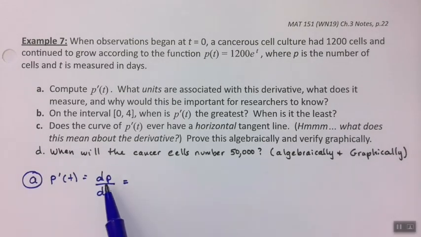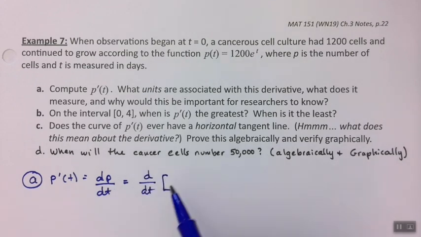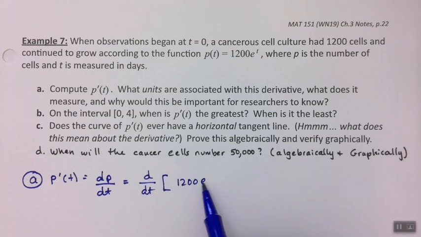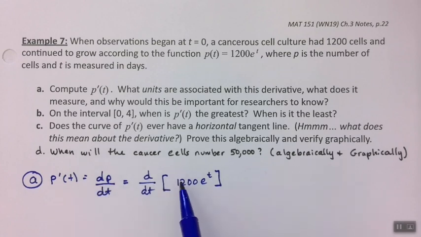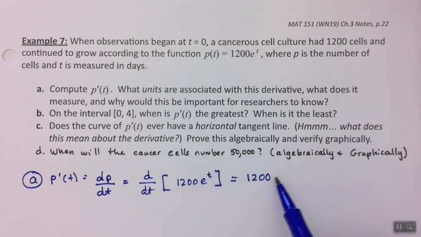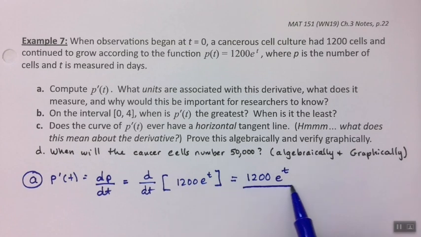All right, so p prime of t is dp dt, where p is our function, t is our independent variable. In other words, it's the derivative with respect to t of our function, 1,200 e to the t. Now, you don't have to write all this notation all the time. You do have to put one of these three, but one of them has to be in there. But of course, the derivative of a constant times a function is just the constant times the derivative of the function. And the derivative of the function is itself, because the derivative of e to the x is e to the x. So this actually is the derivative. This is p prime of t.